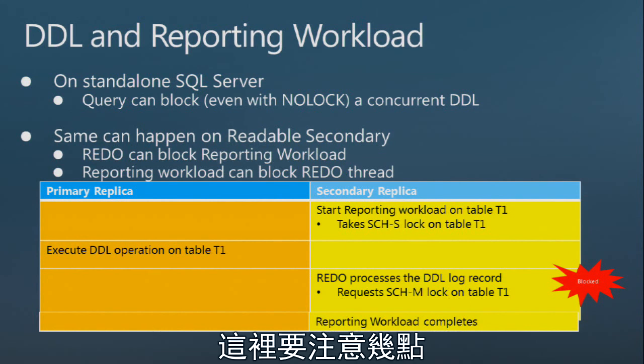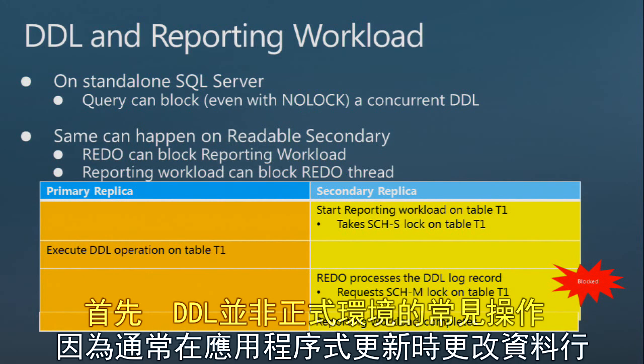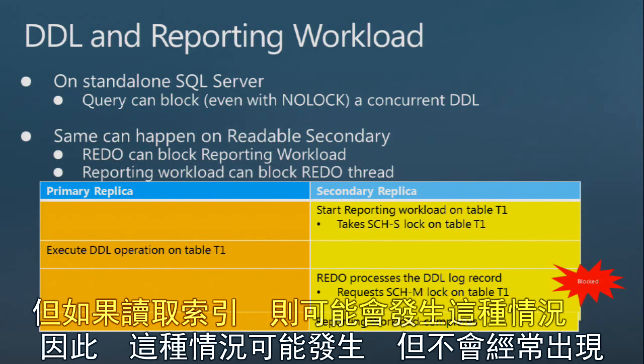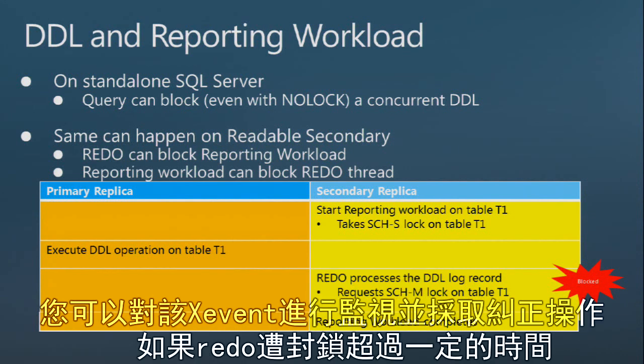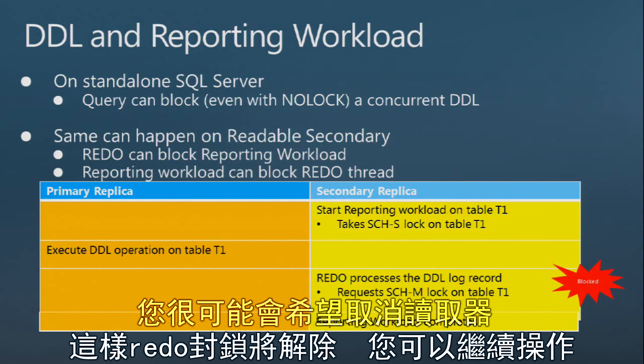Now, a couple of points to note here. First, DDL is not a common operation in production because typically you will change columns at application upgrade time. However, if you're rebuilding an index, this could happen. So it happens, but not that frequently. Second thing we have done is, when the redo thread gets blocked, we will raise an XEvent to say redo is blocked, and you can monitor that XEvent and take corrective action. It could very well be, if redo is blocked beyond a certain time, you may want to kill your reader so that redo is unblocked and you can make progress.